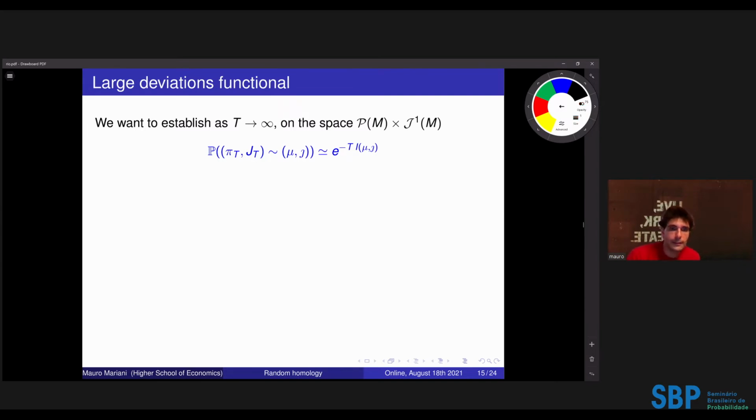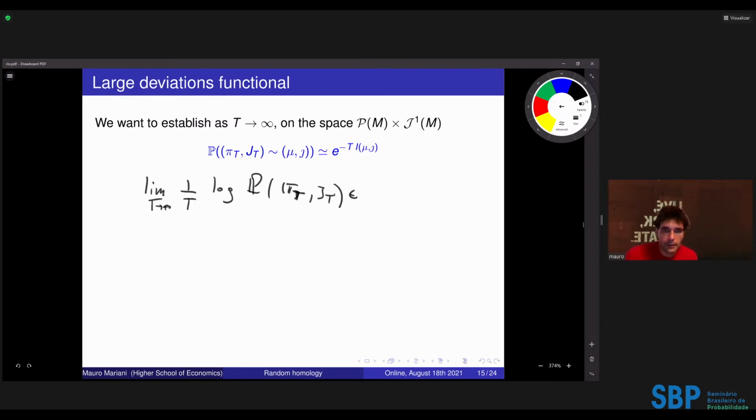So what does it mean, large deviations? Let me write it like this. If I take the logarithm on both sides and divide by t, to be precise, this means that the limsup of the probability when t goes to infinity should be the same.